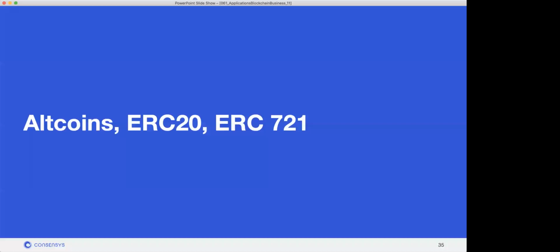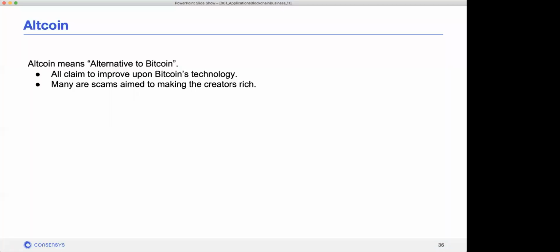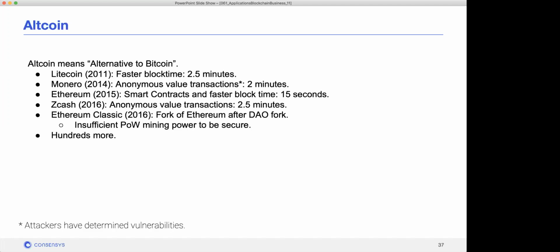Okay, let's talk altcoins. So altcoin means alternative to Bitcoin. All of these altcoins claim to give improvements upon Bitcoin's technology. A lot of them were just scams. You know, they're ideas that didn't really change too much, and they just aimed to make the creators of them rich. And so in 2011, there was Litecoin, and it offered faster block time. So rather than 10 minutes, 2.5 minutes.